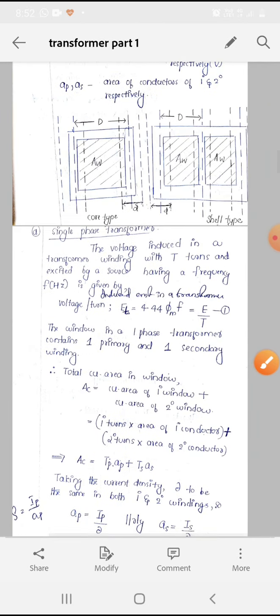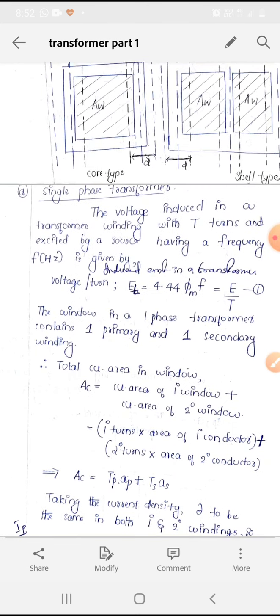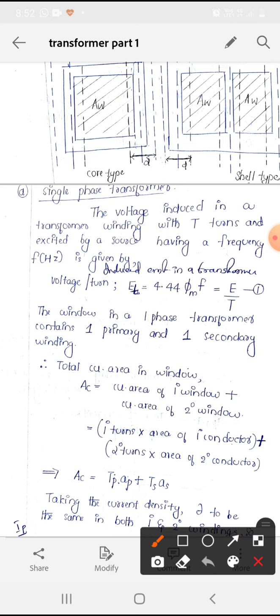Moving on to the derivations. First is single phase transformer. First we need to know the voltage per turn equation or the EMF induced in a transformer. That is Et is equal to 4.44 phi m f, that is equal to voltage per turn, that is E by T, equation number 1. So induced EMF in a transformer is Et equal to 4.44 phi m f, that is also equal to voltage per turn, given as capital E by T.